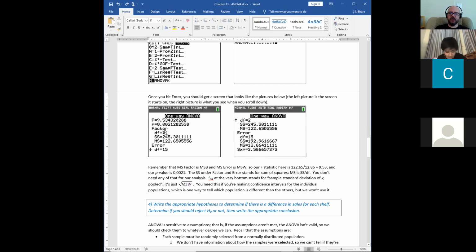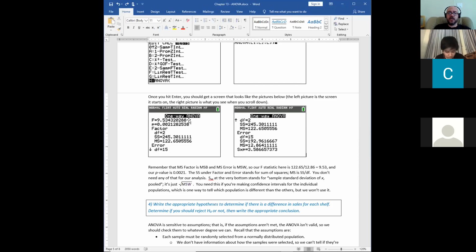It finds the degrees of freedom for both of them, and it tells you what the sum of squares is as well, which we're not going to use. You can potentially use these in an ANOVA table, but we're not going to. MS is just SS over degrees of freedom. So this 122 is 245.3 divided by 2, and this 12.86 is 192.96 divided by 15. The thing we care about primarily is the p-value, which is this one right here, 0.02. And there's our F statistic as well, 9.53.